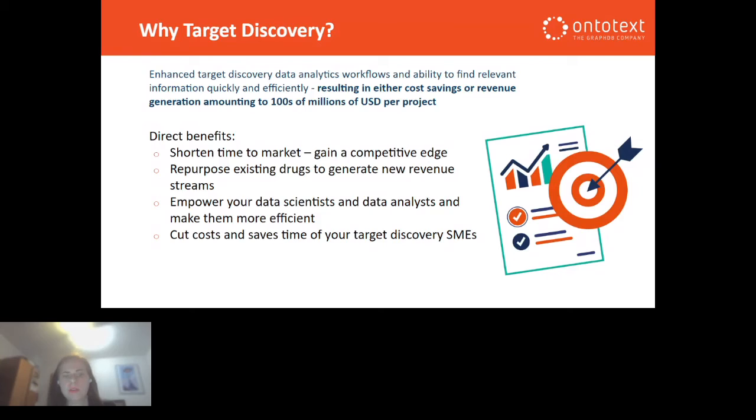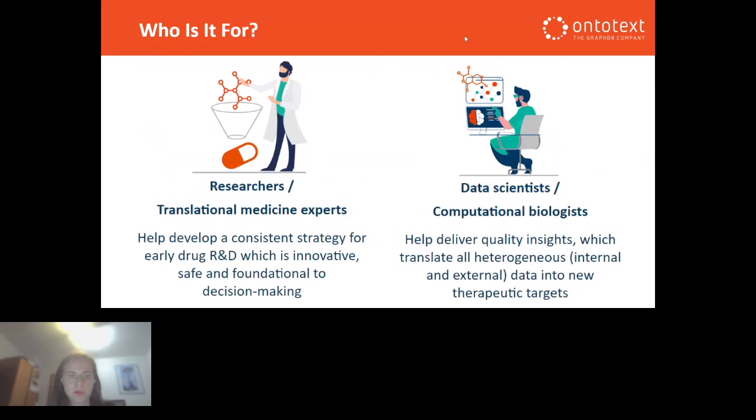Also, data scientists and data analysts can be more efficient, and they can work better together with the actual subject matter experts, such as scientists and researchers. And of course, all of this boils down to optimizations, cost cuts, and saving the time of the actual scientists. Next slide, please. Who is it for?